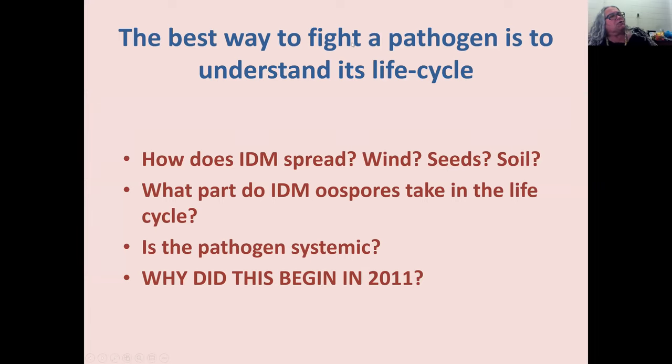So the best way to understand a pathogen is to understand its life cycle. How does impatiens downy mildew spread? Is it the wind? Is it seeds? Is it soil? What part do the oospores play in the life cycle? Is the pathogen systemic in the plant? And why did this begin in 2011 if the pathogen was here in 1880?